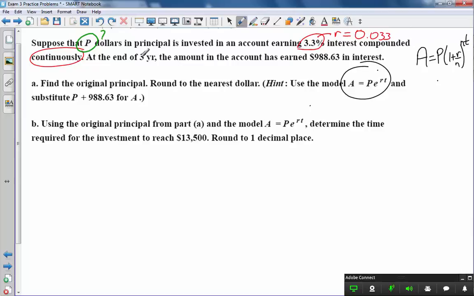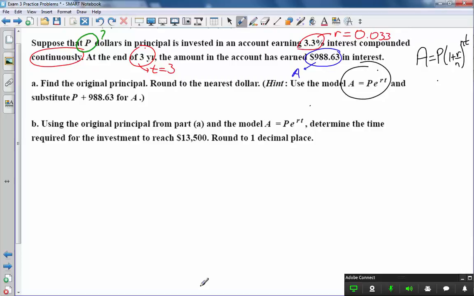I see another piece of data, 3 years. It looks like we're keeping this money 3 years in this account. So what is 3 in this formula? T. So this is t equals 3. Okay. The amount in the account has earned 988.63. So I'm guessing this is the total amount in the account. So this is how much I have in the account. I will call this A, am I right? Is that the total amount in my account?